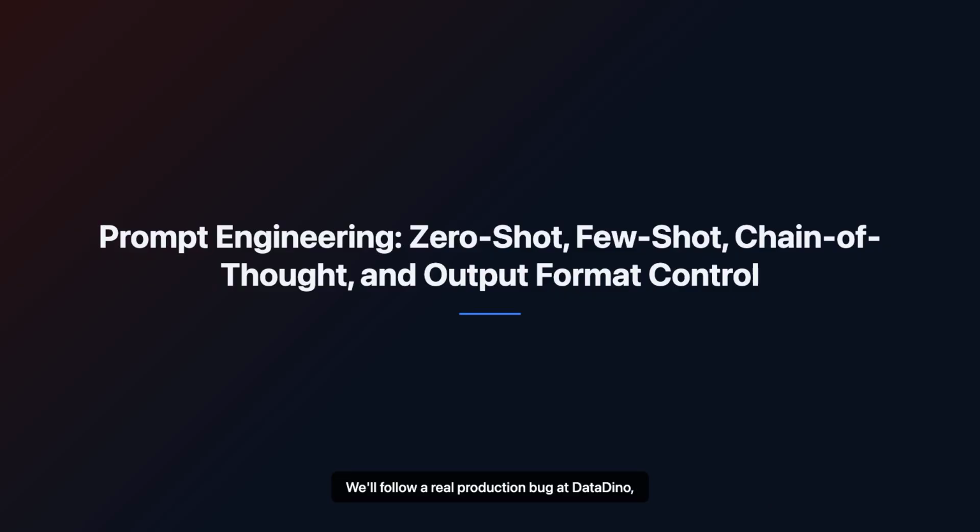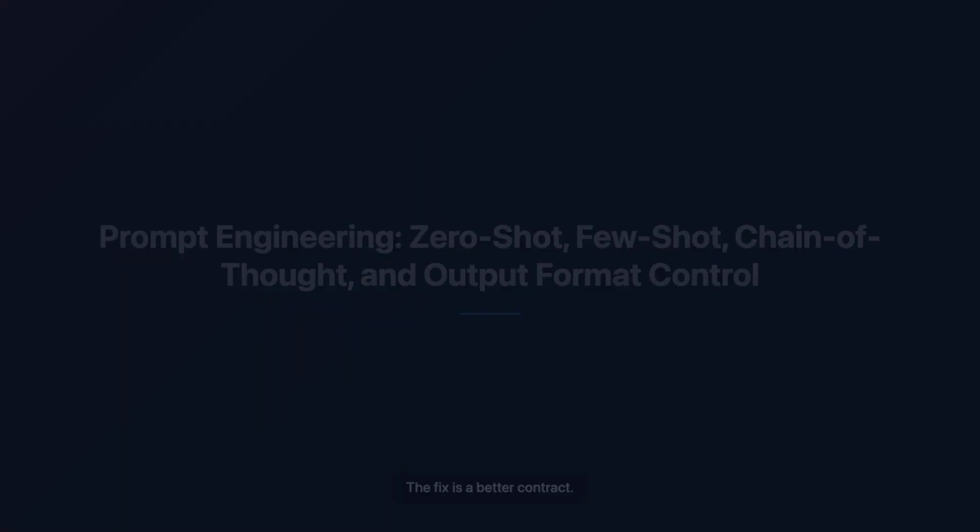We'll follow a real production bug at DataDino, the dinosaur museum from our running examples, where a generator started returning broken output and crashing the catalog UI. The fix isn't a bigger model, the fix is a better contract.